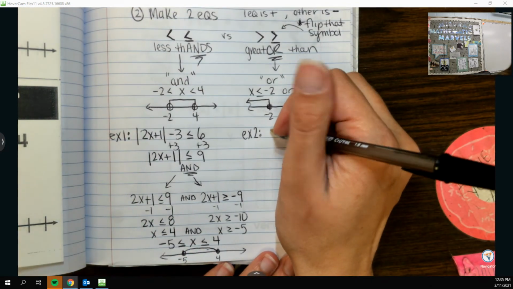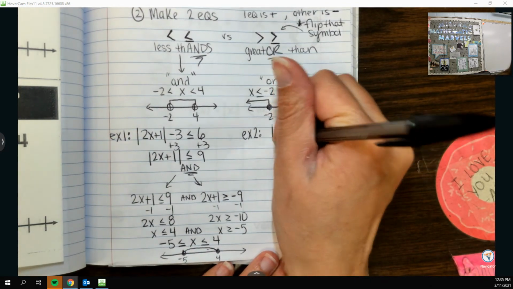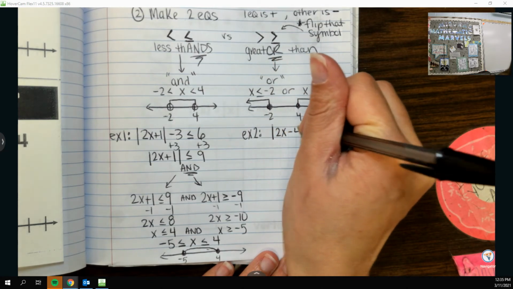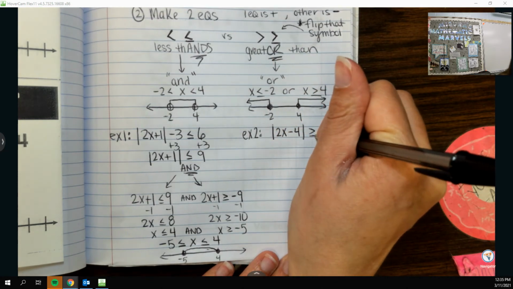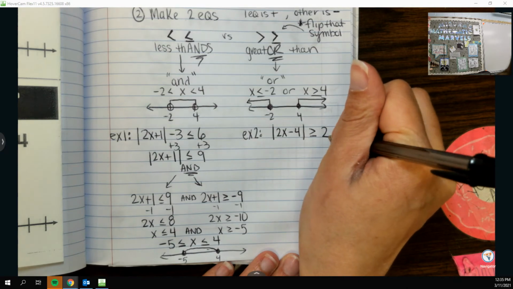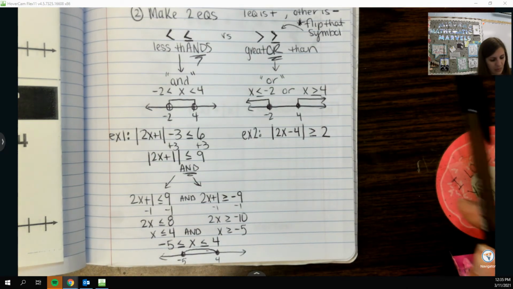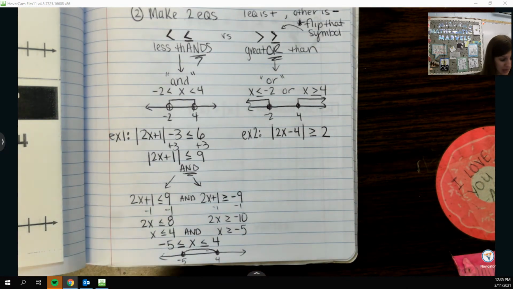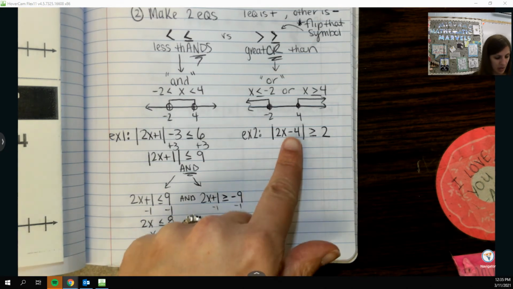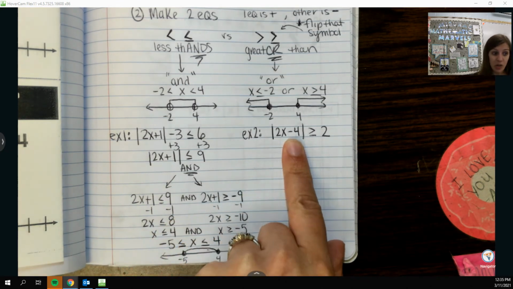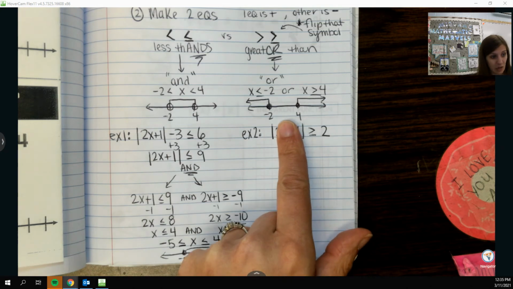Let's say we have absolute value 2x minus 4 greater than or equal to 2. All right, so first step is get those bars alone. Well, my bars are alone. There's nothing over there with them. Okay, like there's nothing outside of them. It's just all the stuff inside of them.